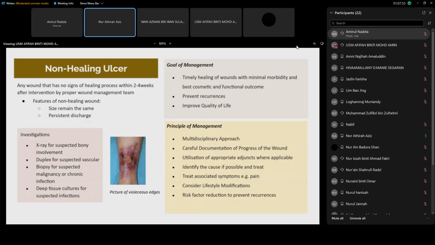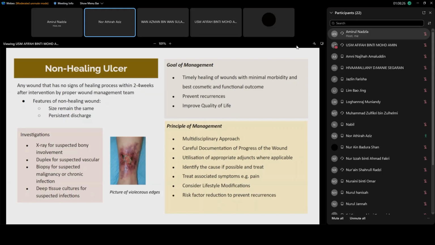So, for the investigation, we can do X-ray for suspected bone involvement, duplex for suspected vascular problems, biopsy for suspected malignancy, and culture for suspected infections. Okay, the goal of management is the timely healing of the wound with minimal morbidity and best cosmetic and functional outcome, to prevent recurrence of the non-healing ulcer, and to improve the quality of life in the patient.